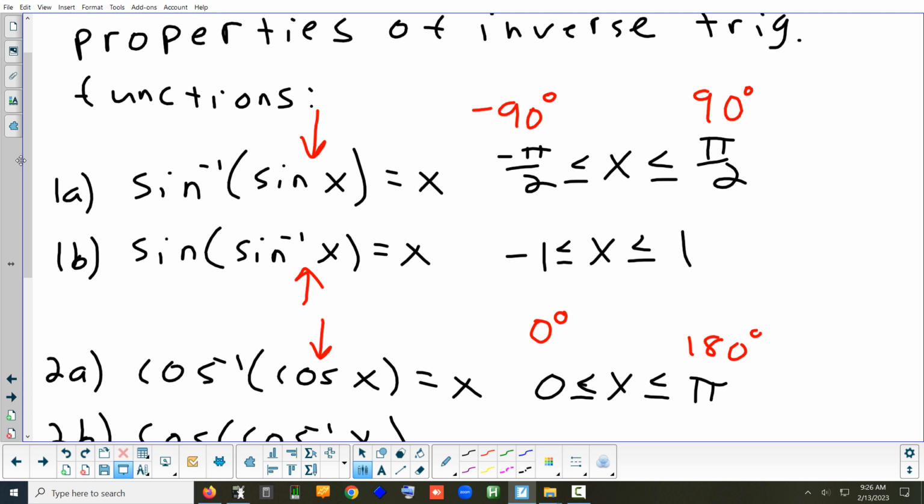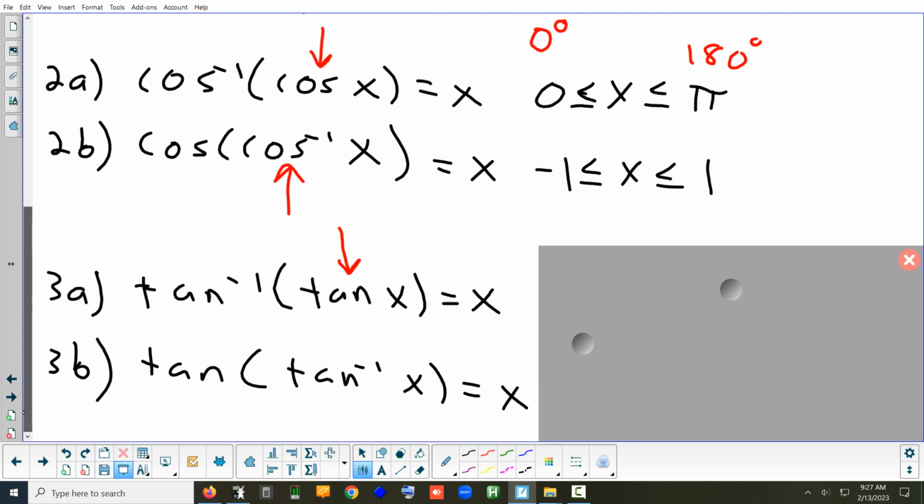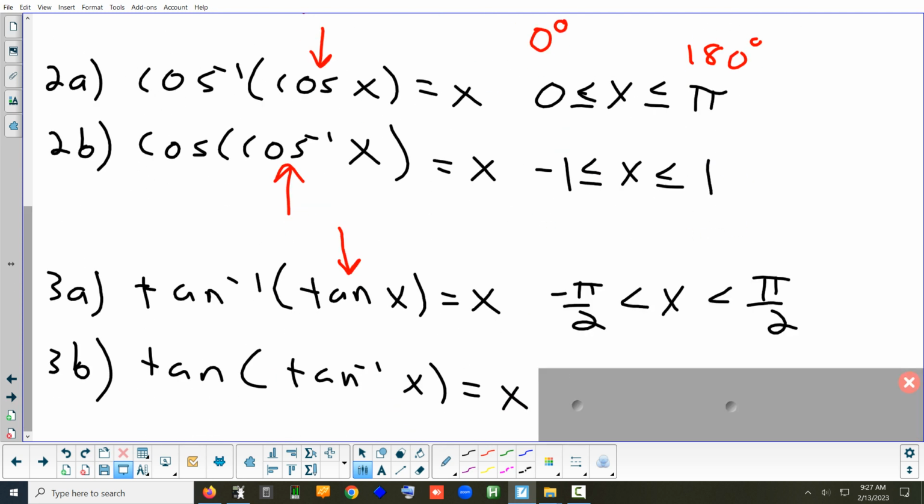No, it's a little different. What's different about this negative 90 to 90? Oh, no, never mind. I was saying, you can't include the 90s. You cannot include the 90s. That's why there's no equal signs under them.